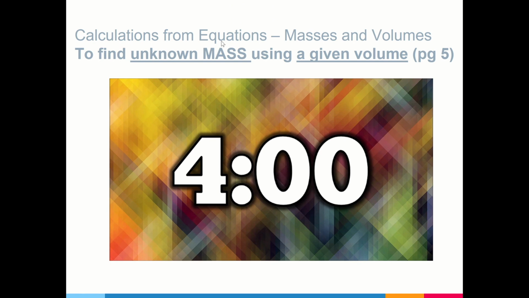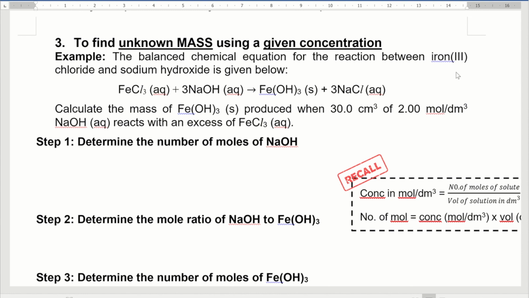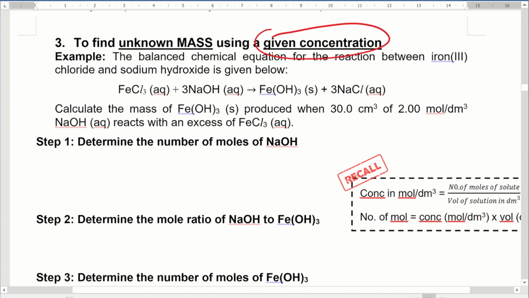Alright, so now moving on. I can also find the unknown mass using a given concentration. So let's take a look at your notes, page 6. You are going to tell me what is the unknown mass using a given concentration.